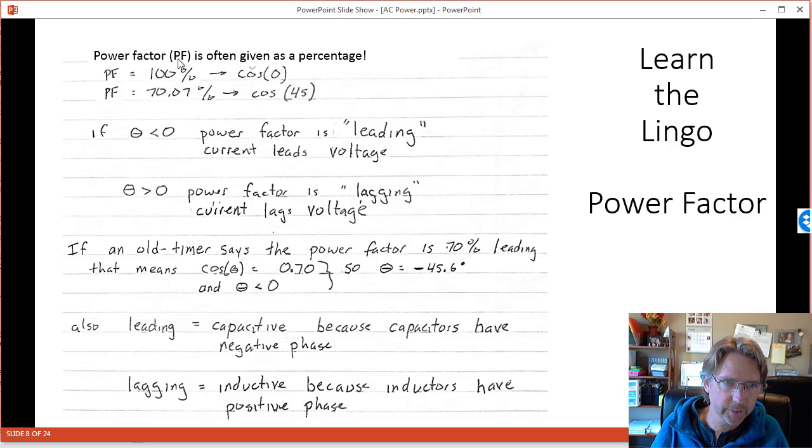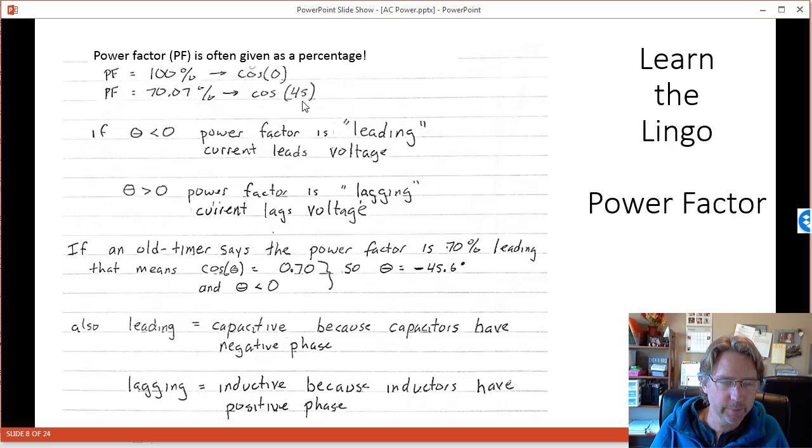Anyway, so power factor, it's the cosine of an angle, and because that goes between plus and minus 1, people talk about it as a percentage. So a power factor of 100% means your power angle is 0. Cosine of 0 is 1. Power factor 70.07% is cosine of 45 degrees. Now the trouble with this is that the cosine of 45 and the cosine of minus 45 is the same. So just the percentage doesn't tell you what the angle is.